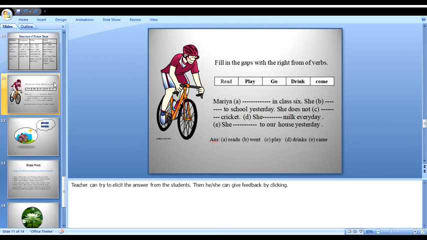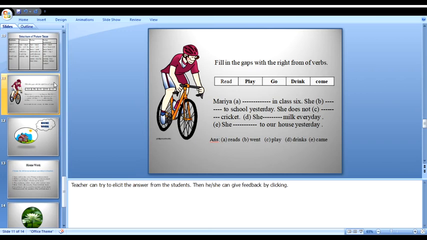Then in the second sentence, she dash to school yesterday. This sentence refers to the past time because of yesterday. I think all of you must know that yesterday is used in past form. So in blank B you have to use the past form of the verb go. So the sentence will be she went to school yesterday.